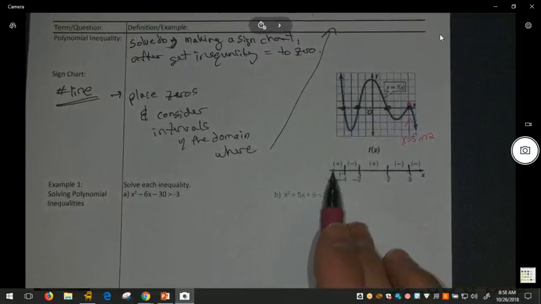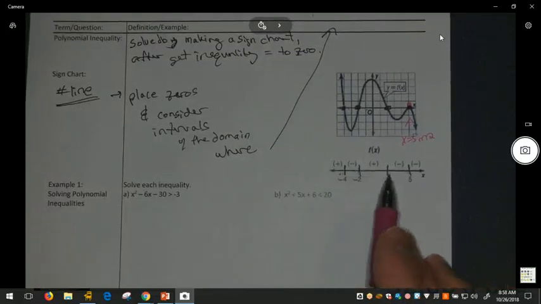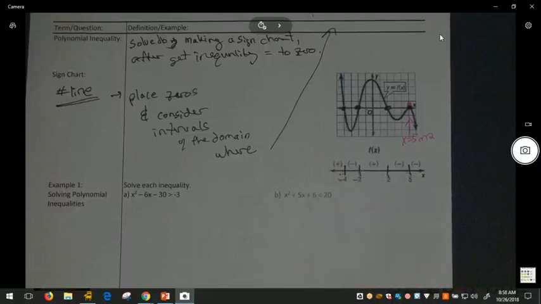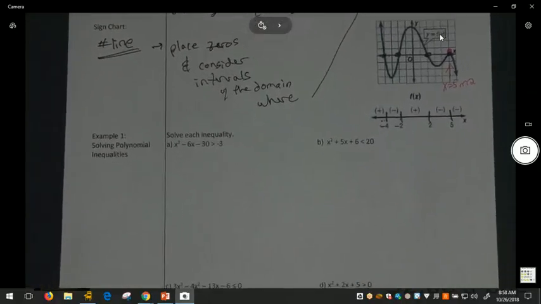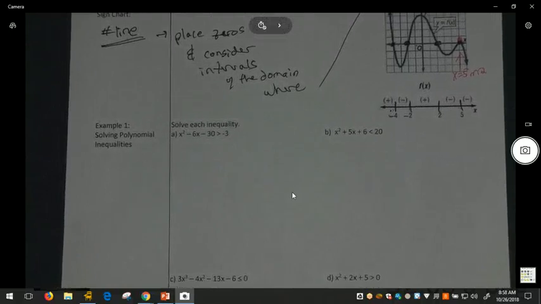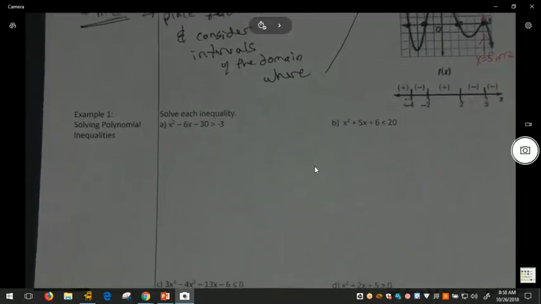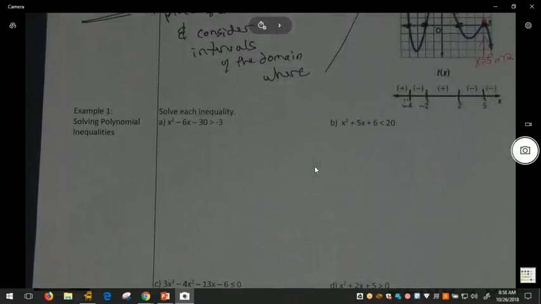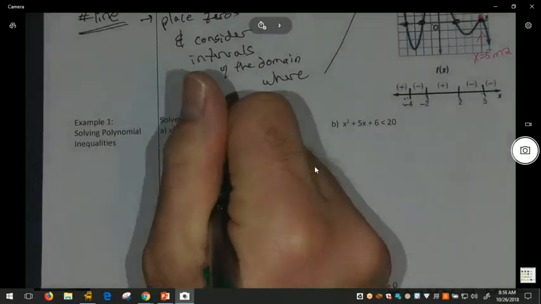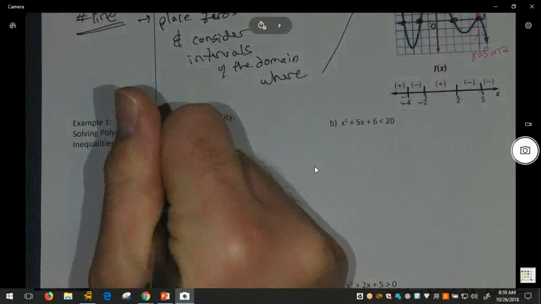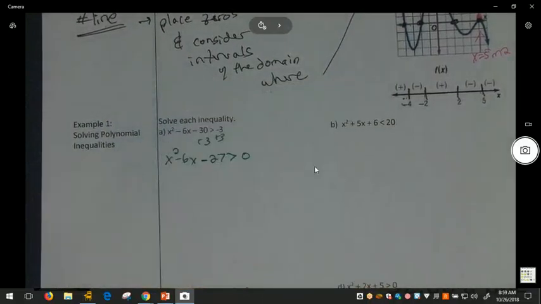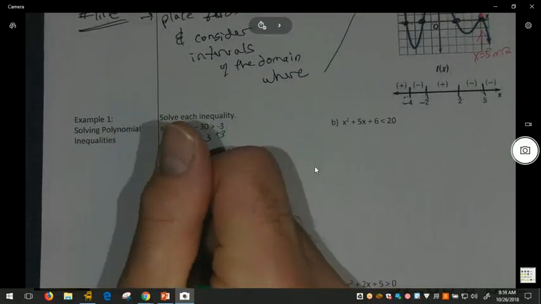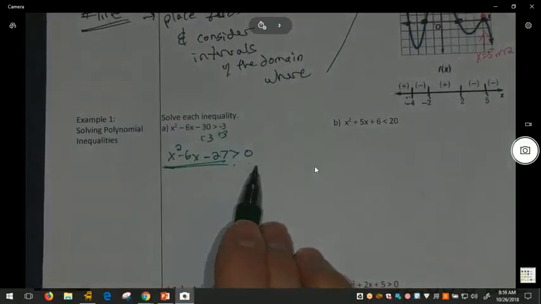We actually need to find the signs for each interval between our zeros and our domain interruptions when we get to rational inequalities. Solving each inequality, we'll start with this example right here: x squared minus 6x minus 30 is greater than or equal to -3. Right now it's not compared to 0, so we're going to add 3 to both sides, giving us x squared minus 6x minus 27 is greater than or equal to 0. We're looking at this function f of x and seeing where it is greater than or equal to 0.